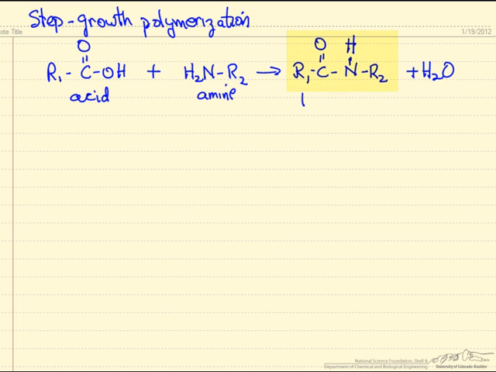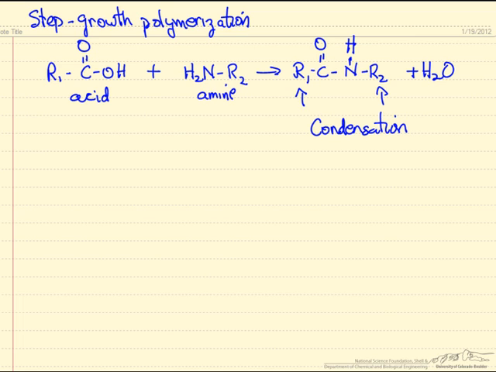Important thing to realize is that this R1 and R2 still have reactive groups, so in step growth polymerization, these can continue to react. This particular type of step growth polymerization is also called a condensation reaction. We make water as a small molecule product.